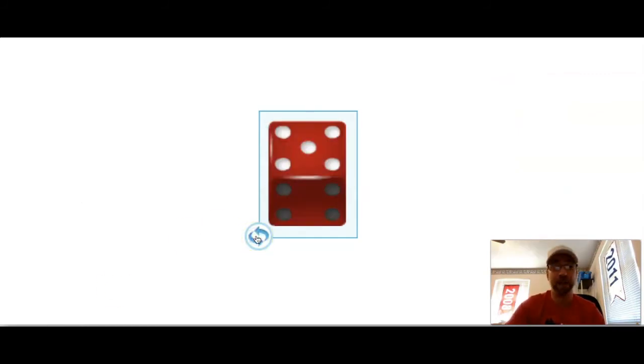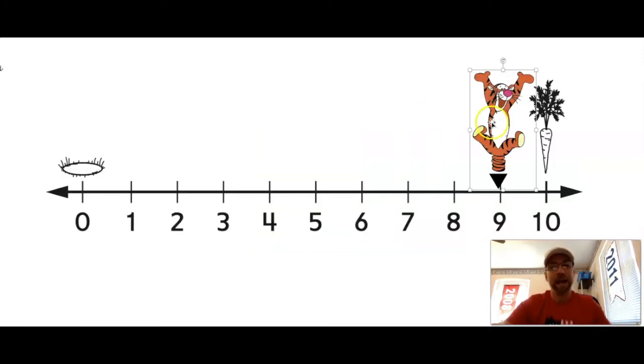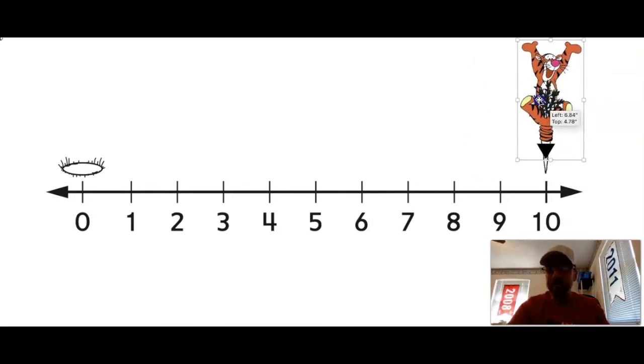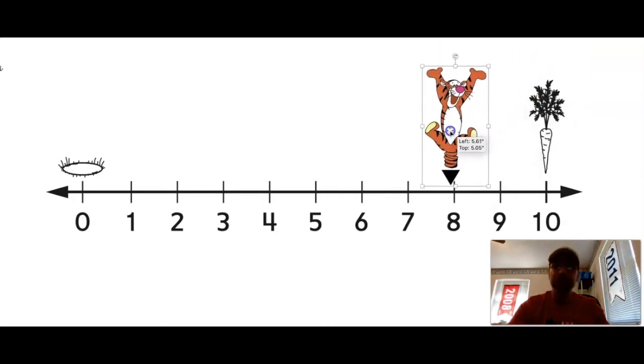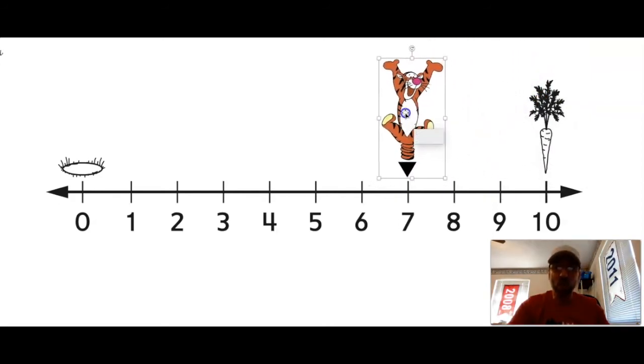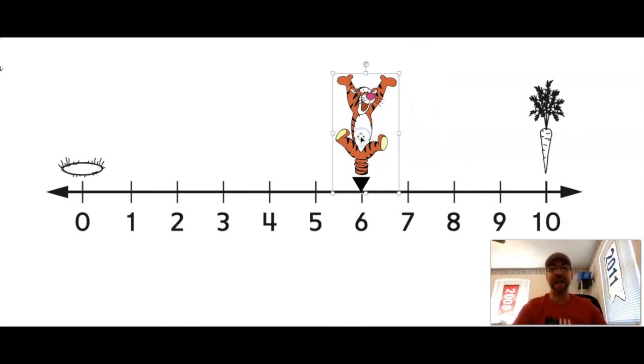Oh, this time Tigger's gonna hop 5 times. Now watch this. Tigger's gonna hop to the carrot, but then he's gonna keep hopping back to the hole. He has to hop 5 times. 1, 2, 3, 4, 5. Tigger has landed on the number 6.